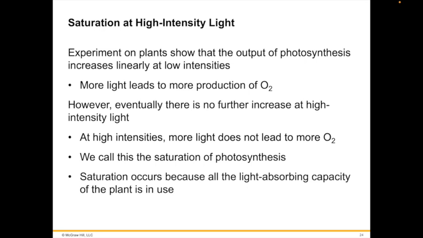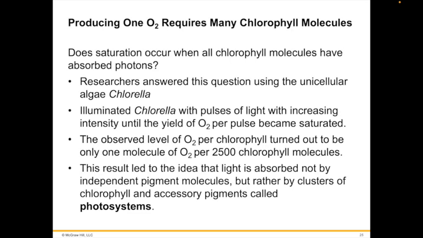The observed level of oxygen per chlorophyll molecule at saturation, however, turned out to be only 1 molecule of oxygen per 2,500 chlorophyll molecules. This result was very different from what was expected and led to the idea that light is absorbed not only by independent pigment molecules, but rather by clusters of chlorophyll and accessory pigment molecules. Light is absorbed by any one of the pigment molecules in the photosystem, and each pigment molecule transfers its excitation energy to a single molecule at a lower energy level than the others. So photosystems are those accessory pigment molecules where they are clustered.